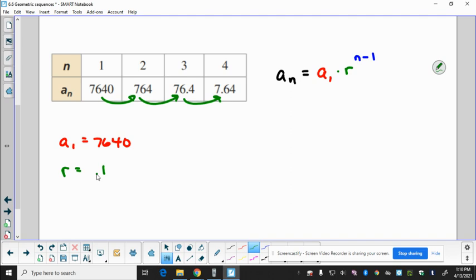Next thing, what is the value of n? It is the same directions as the problem above. So we want to know the 7th term. Well, let's go ahead and go to it here. So the value of the 7th term will be the first number, which is 7640, times our common ratio 0.1 to the 7 minus 1, which we know is just a 6.